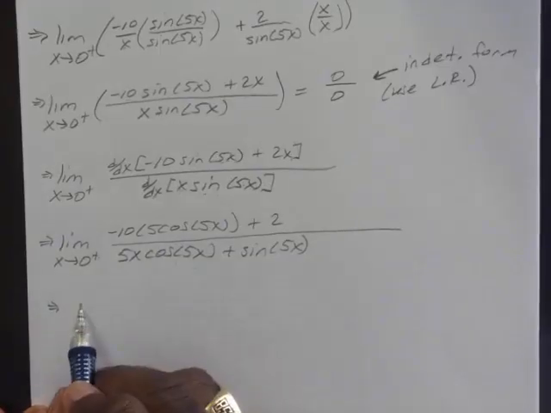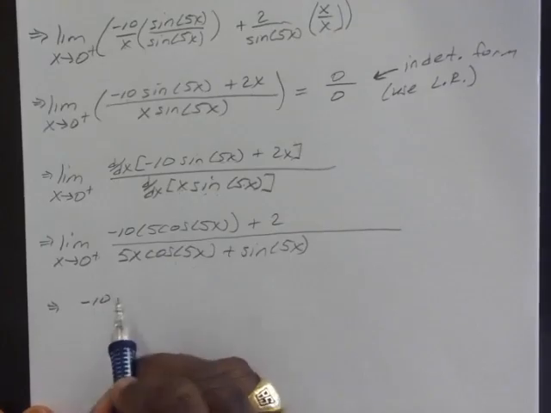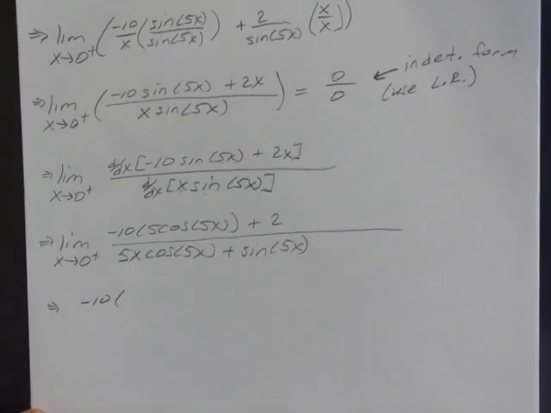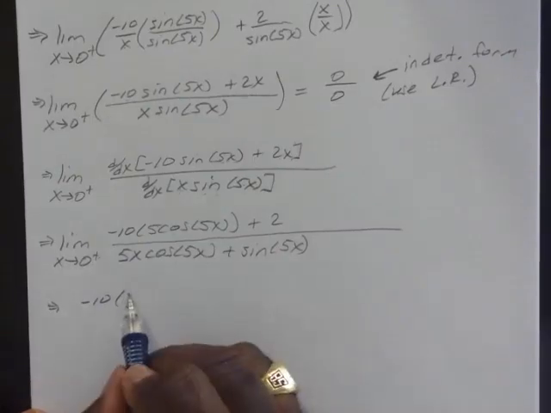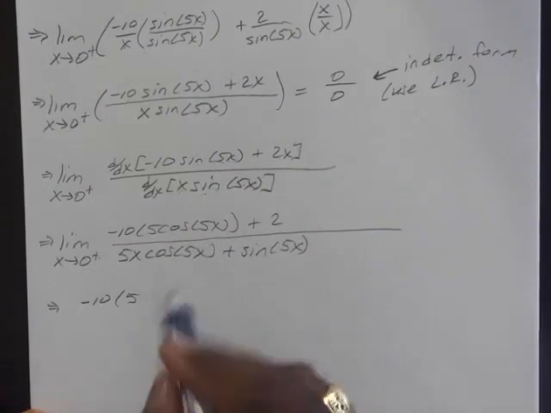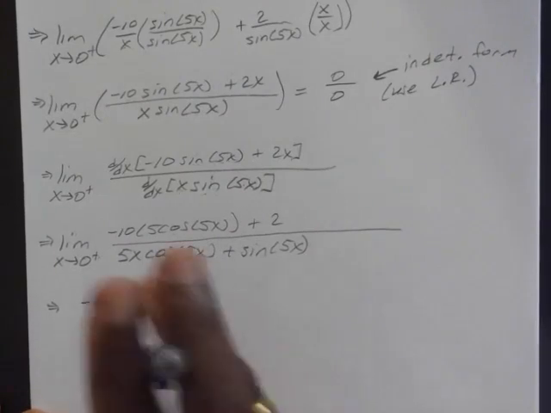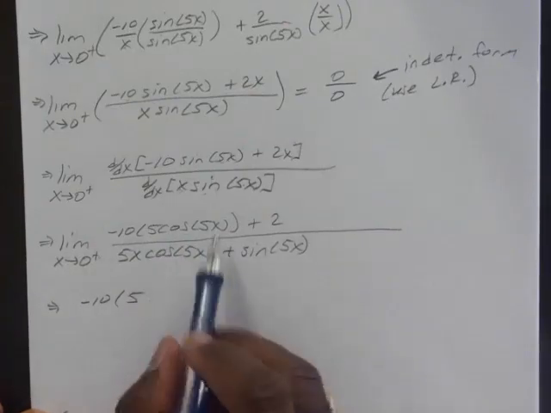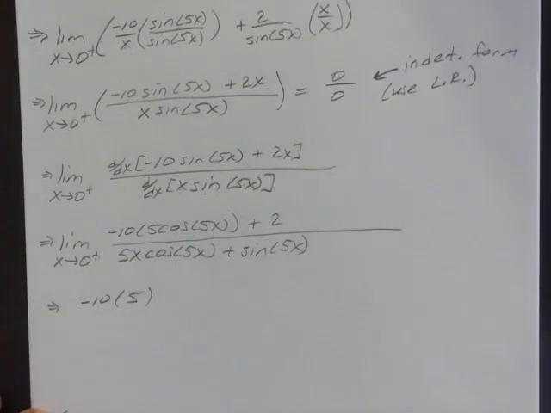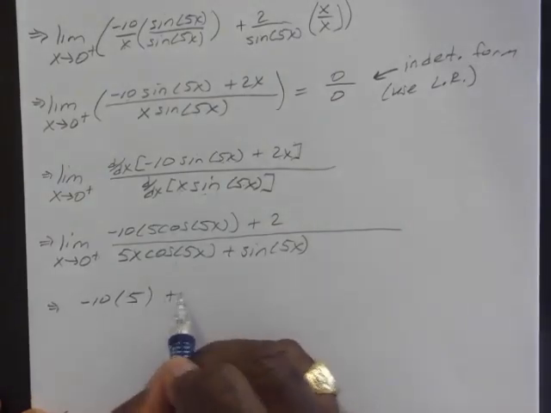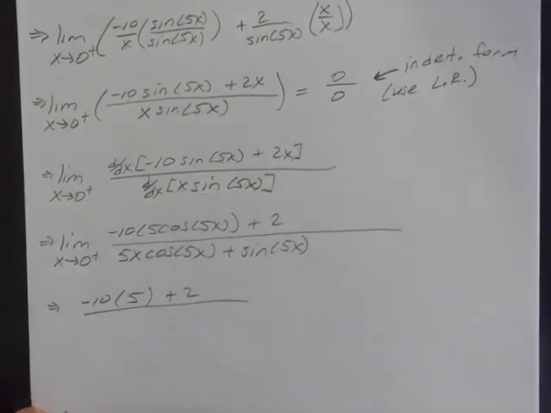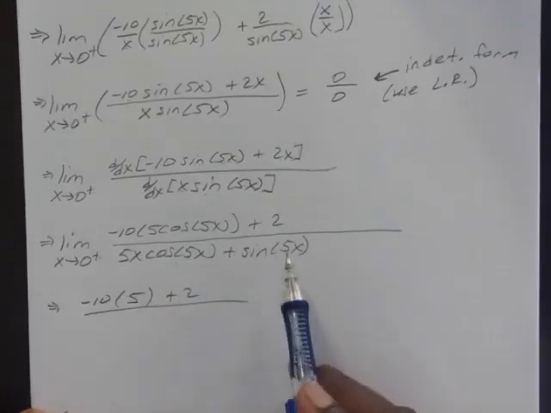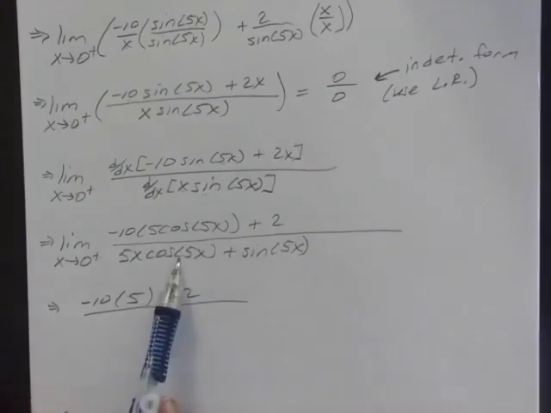So now we just have -10 times 5 times cosine of 5 times 0, which is just 0. So cosine of 0 is 1, so that's just -10 times 5 plus 2, divided by sine of 0 from the right, which just becomes 0.